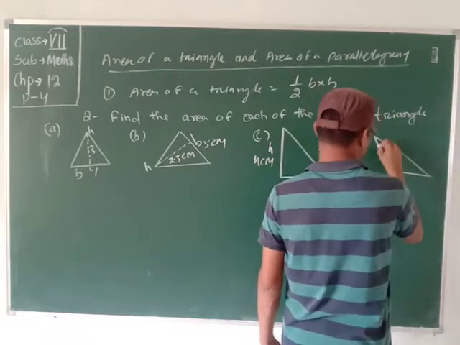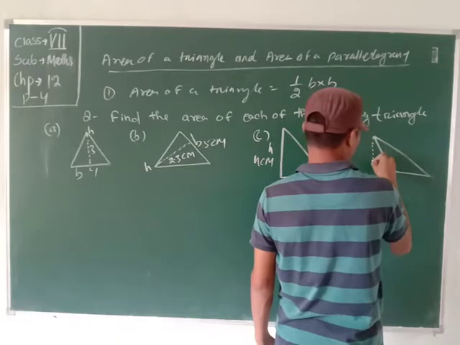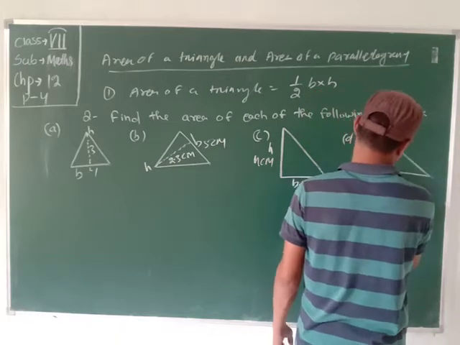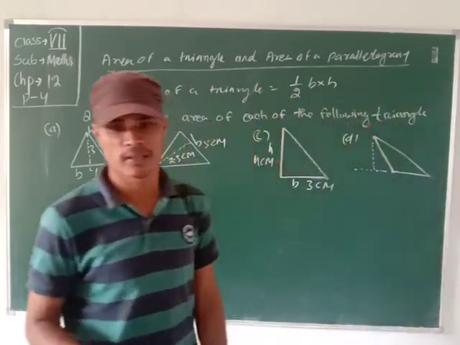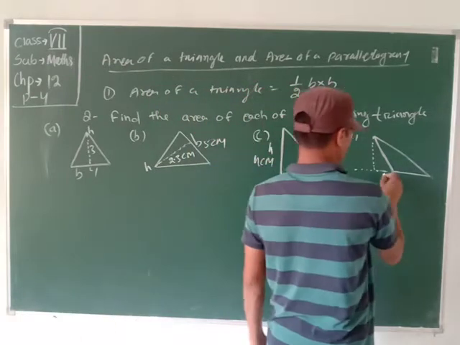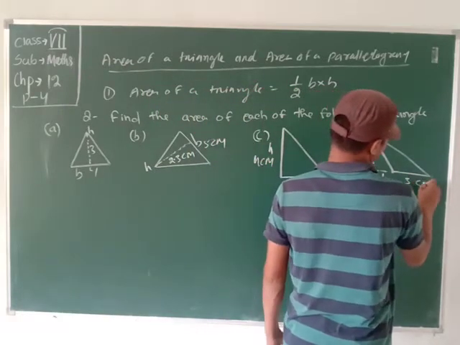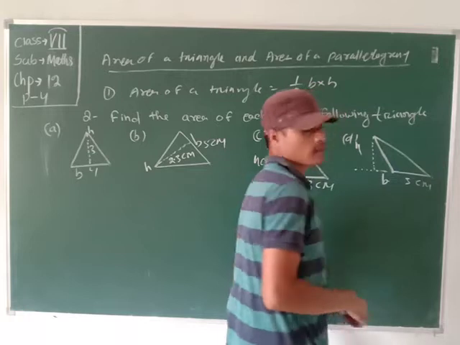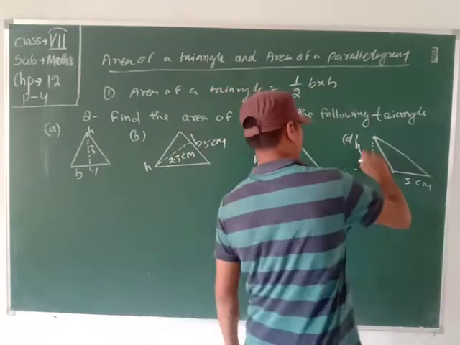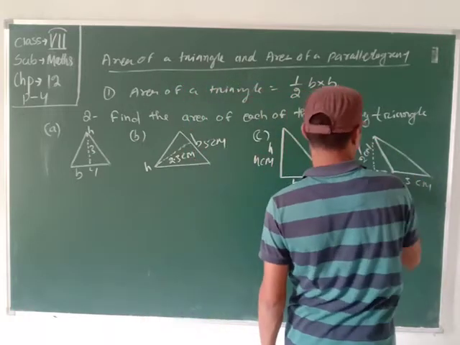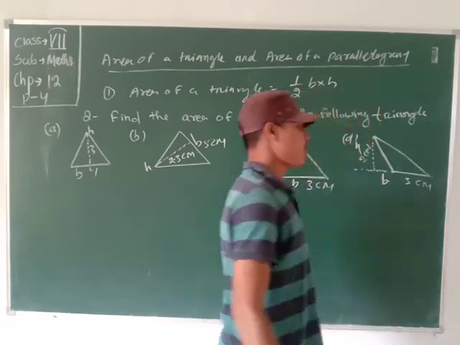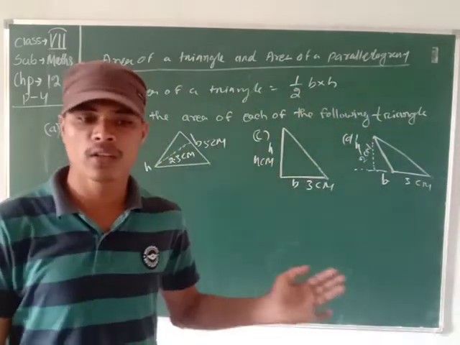Here is the base. Outside, the height is given. B equal to 3 cm and H equal to 2 cm. Then how can we find the area of all the given triangles?